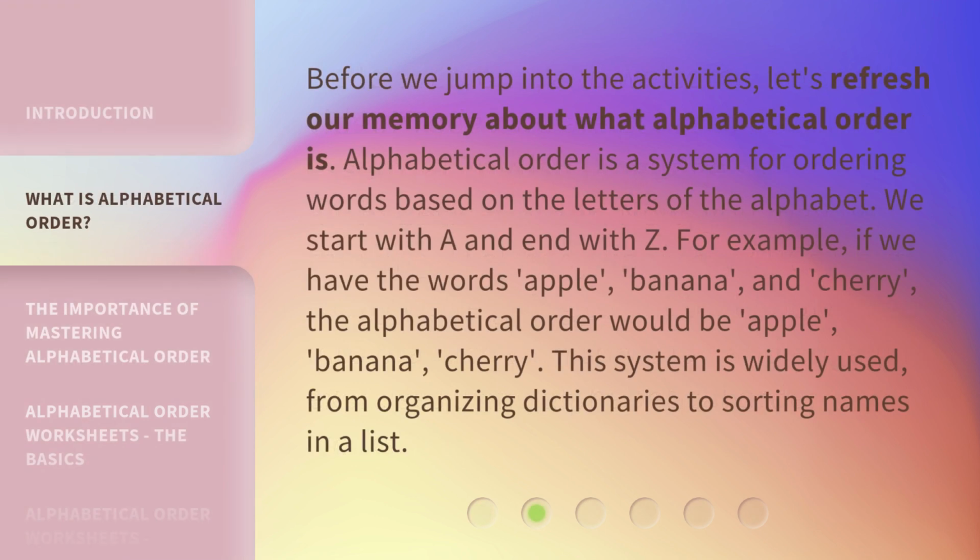Before we jump into the activities, let's refresh our memory about what alphabetical order is. Alphabetical order is a system for ordering words based on the letters of the alphabet. We start with A and end with Z. For example, if we have the words apple, banana, and cherry, the alphabetical order would be apple, banana, cherry. This system is widely used, from organizing dictionaries to sorting names in a list.